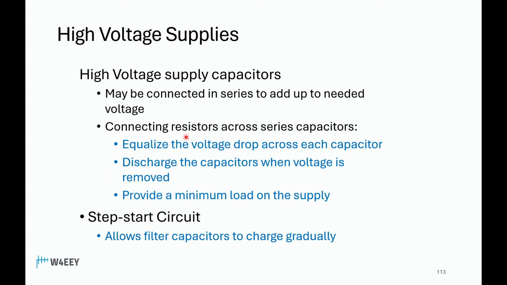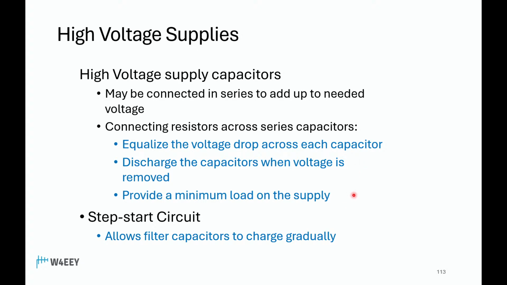So if you're connecting resistors across series capacitors in the output, that serves to equalize the voltage drop across each capacitor. So the capacitors are rated at 350 volts. You want to make sure that you don't have more than that on one and less on another one. And these resistors will help equalize that. Resistors in parallel will also discharge the capacitors when the voltage is removed. You still always want to discharge any high voltage capacitors if you're ever working on one of these power supplies before you work on it.